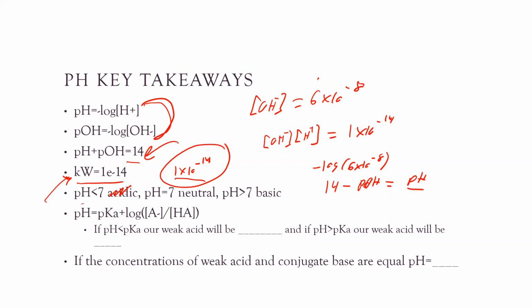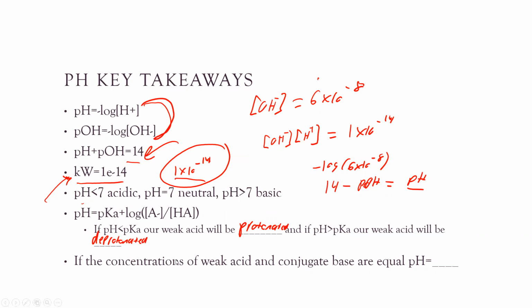If the pH is less than 7, what is it? Acidic, right? Good job. 7 is neutral, above 7 is basic. Okay, here's a good one, and this will tie into our amino acid talk. If the pH is less than our pKa, our weak acid will be protonated. And if the pH is greater, our weak acid will be deprotonated, kind of a no-brainer.